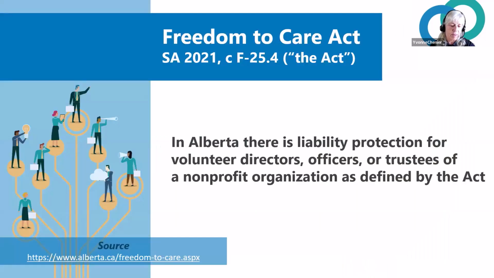Okay, so let's talk about liability protection. And this is very interesting because in Alberta, we're an outlier that has this statute. It's called the Freedom to Care Act. It was enacted in 2021, and it was intended to give volunteers sort of comfort that if they did their volunteer job, they wouldn't be personally liable, meaning put their own personal assets at stake in case something went wrong. So the liability protection is for all volunteers generally, but today we're talking about directors. So I wanted to make sure that I specifically mention that it's for volunteer directors, officers, or trustees of a nonprofit organization as defined by the Act. So it's got to be a corporation.